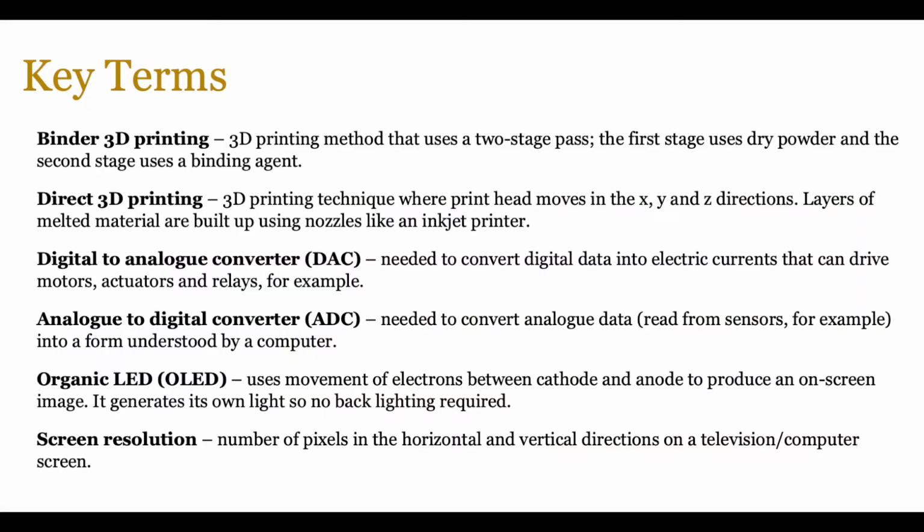Do pause the video and jot these down. You should know the difference between binder 3D printing, which is a method of 3D printing that uses two stages. The first stage uses a dry powder, and the second stage uses a binding agent, which is kind of like a glue that fixes that dry powder. Then you've got direct 3D printing, where the print head moves in X, Y, and Z direction, and you have layers of melted material, normally PLA plastic, which are deposited on a bed, and it kind of works like an inkjet printer really. You should also know digital to analog converter and analog to digital converters.